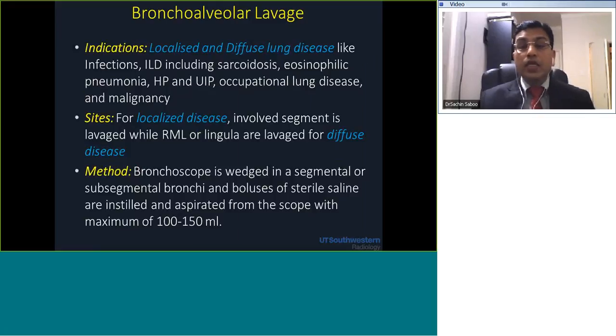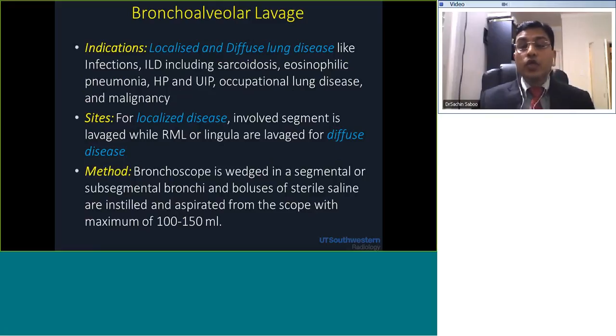So basically, what are the indications? In localized diseases, it includes infections. For diffuse diseases, it includes ILD like sarcoidosis, eosinophilic pneumonia, hypersensitivity pneumonitis, usual interstitial pneumonia, occupational lung diseases, and malignancies. As far as localized diseases are concerned, what you lavage is usually the involved segments, but for diffuse lung diseases, it is the right middle lobe or lingula that is the site for lavage.